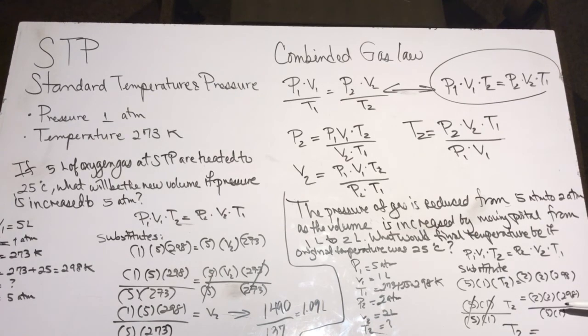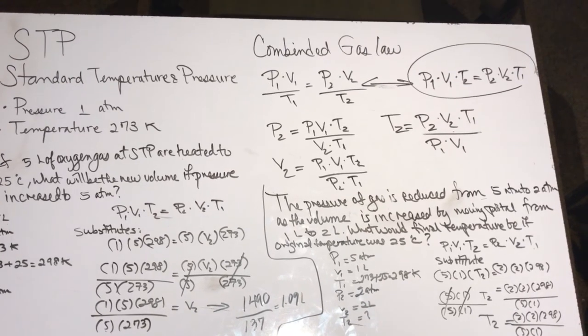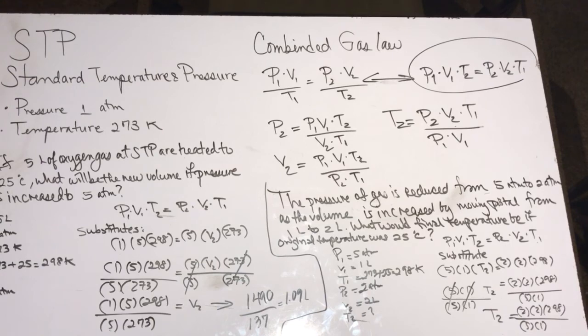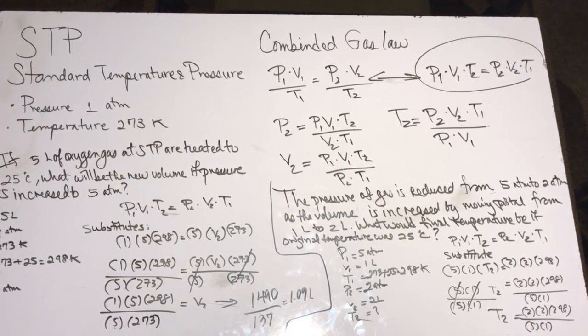So let's double check if our final formula is correct. Your second temperature is equal to 2 times 2 times, and you should have 5 different variables, 5 different numbers. This 2 is supposed to be pressure 2, correct. This is volume 2, which is supposed to be 2, which is correct. Temperature 1, which is supposed to be 298, correct. Pressure 1, which is equal to 5, correct. Volume 1, which is equal to 1 liter, which is correct. So these are the correct template. All you have to do is multiply the top 3. You would solve the problem by multiplying 2 times 2 times 298 and dividing by 5, and that should give you the answer.